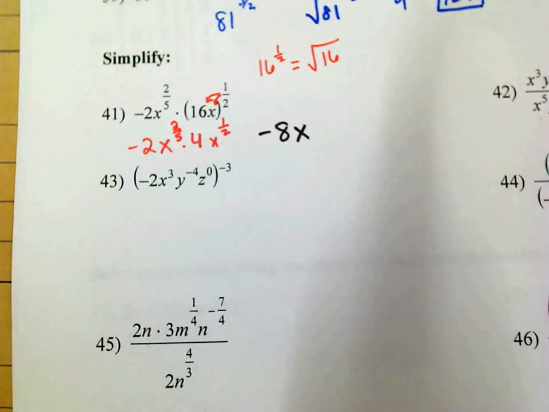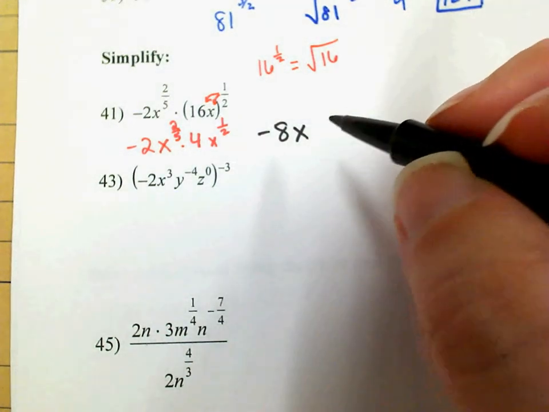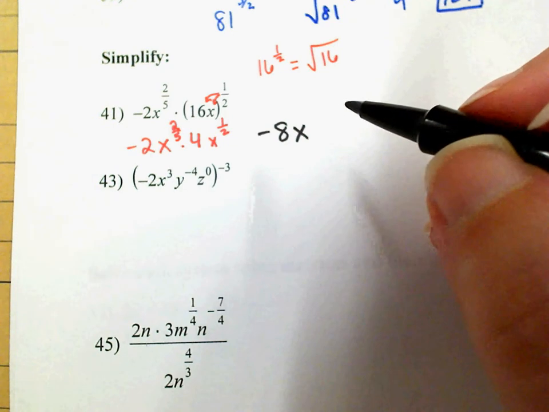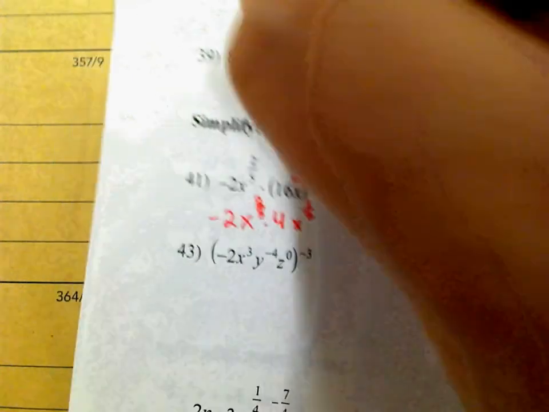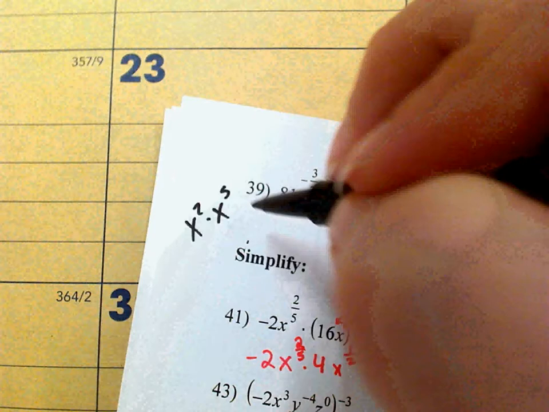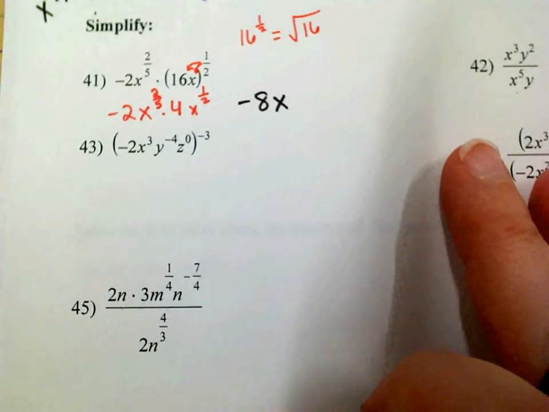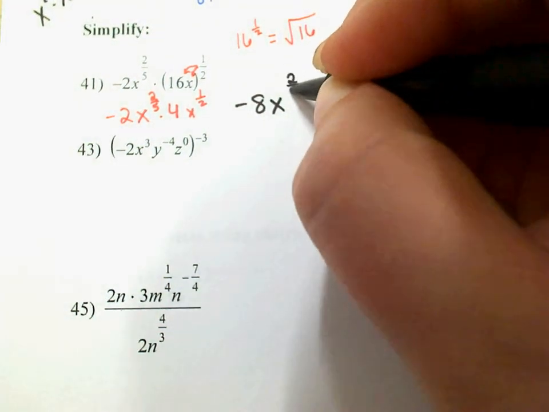How do I figure that out? Because I need to have the same denominator, because what am I doing with the powers? I'm adding them. If I have like x squared times x to the 5th, that's x to the 7th because I add them. So when I'm multiplying x to the 2/5 times x to the 1/2, that's x to the 2/5 plus 1/2.